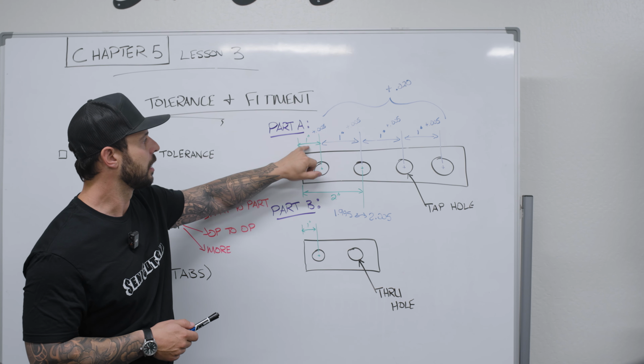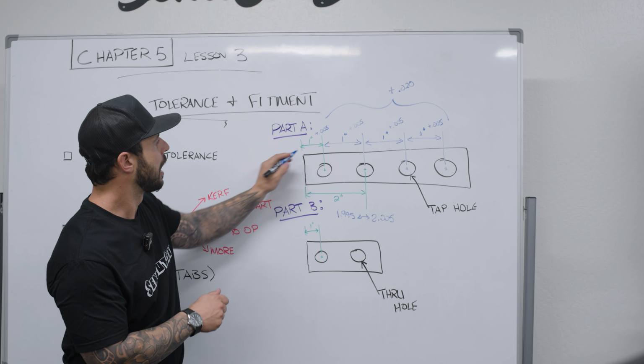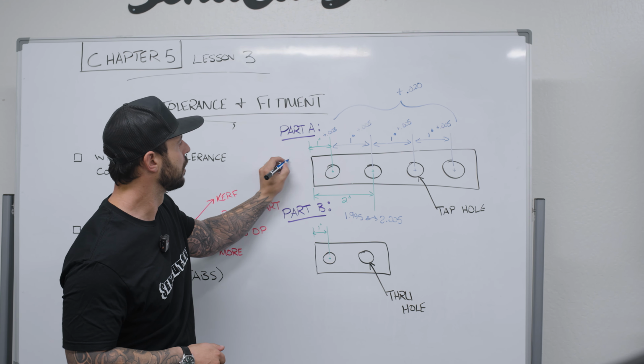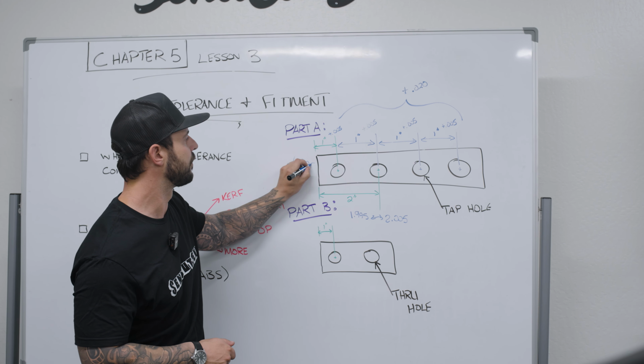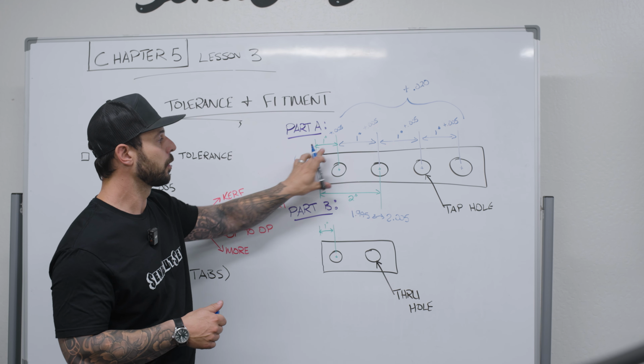Now in this case right here, let's say that part A, I end up having that dimension come out to be 1.005. Now this part's good, right?